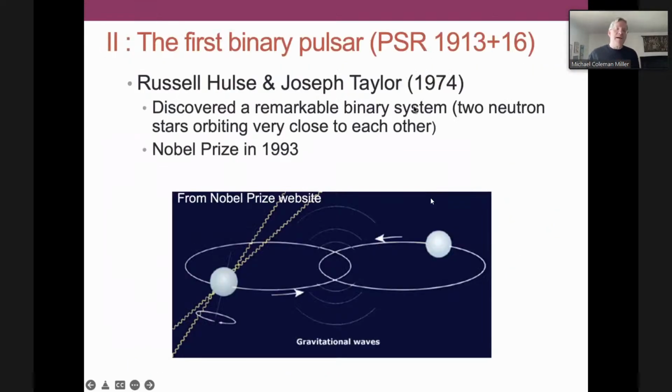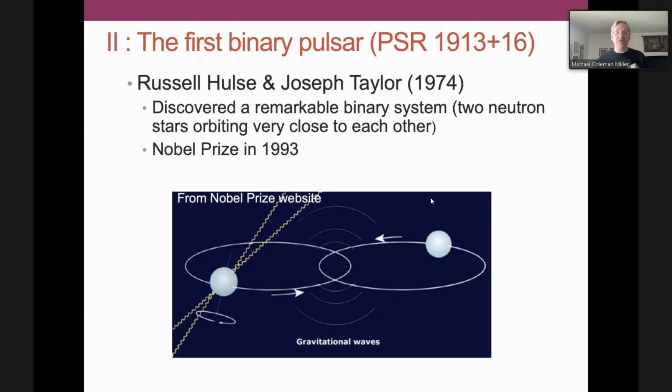But we're now going to go back a little bit in time. The direct detection of gravitational waves, which, as I mentioned, was September 14 of 2015, was not at all the first evidence that we had of gravitational waves. That honor goes back to the first double neutron star system that was identified.